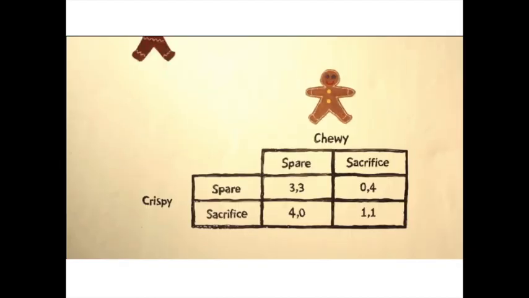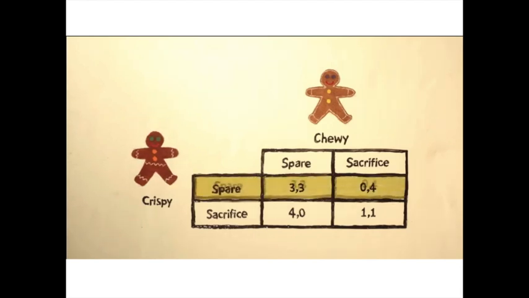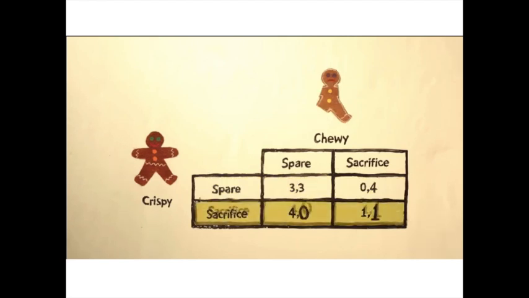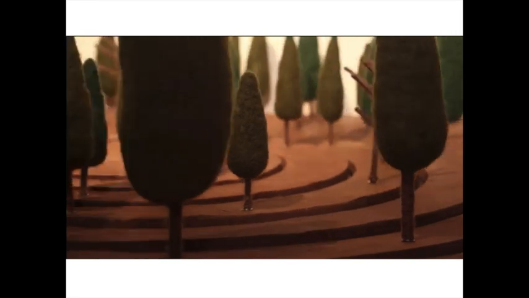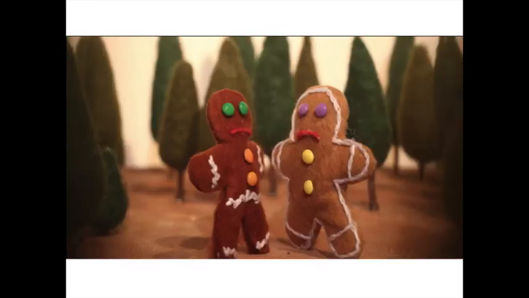First, let's consider Chewy's options. If Crispy spares him, Chewy can run away scot-free by sacrificing Crispy. But if Crispy sacrifices him, Chewy can keep one of his limbs if he also sacrifices Crispy. No matter what Crispy decides, Chewy always experiences the best outcome by choosing to sacrifice his companion. The same is true for Crispy. This is the standard conclusion of the prisoner's dilemma. The two characters will betray one another.